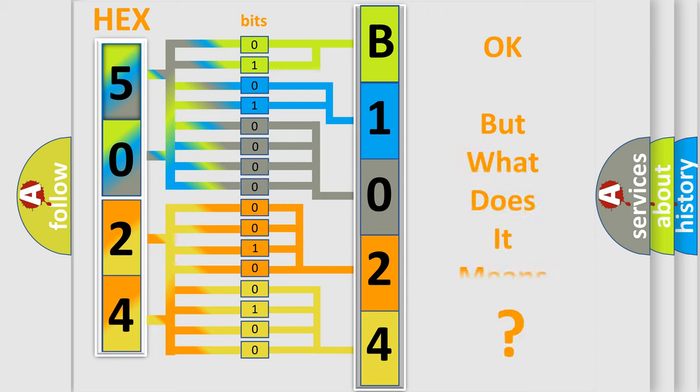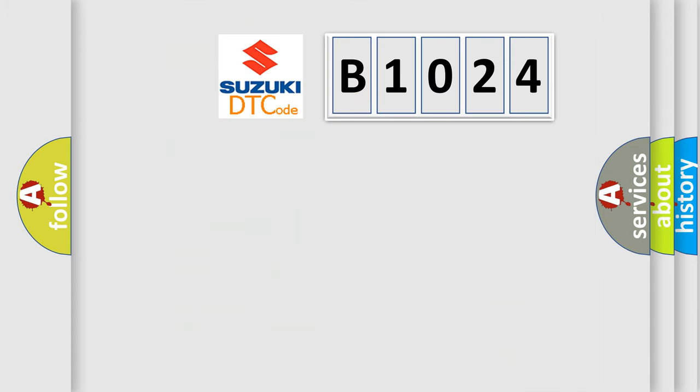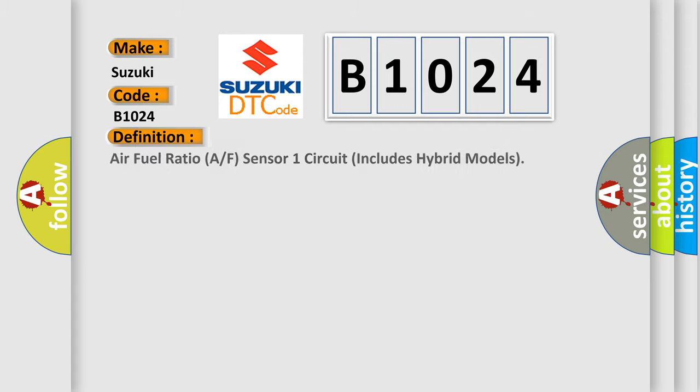The number itself does not make sense to us if we cannot assign information to what it actually expresses. So, what does the diagnostic trouble code B1024 mean specifically for Suzuki vehicles? The basic definition is: air fuel ratio A/F sensor 1 circuit, includes hybrid models.